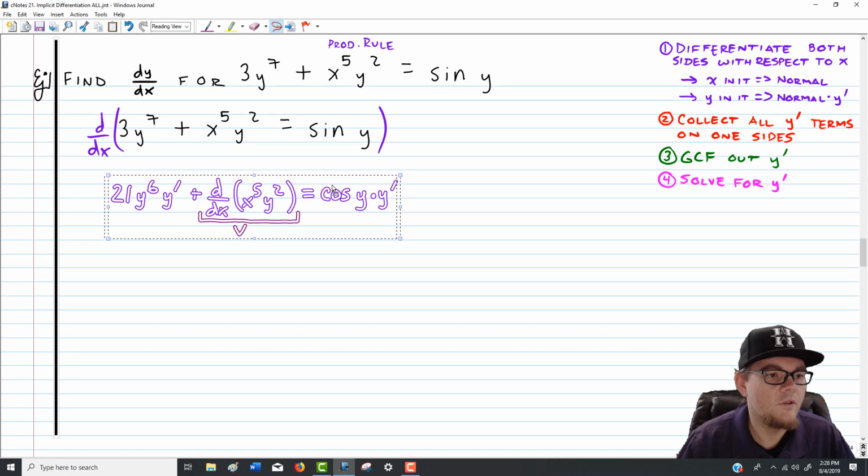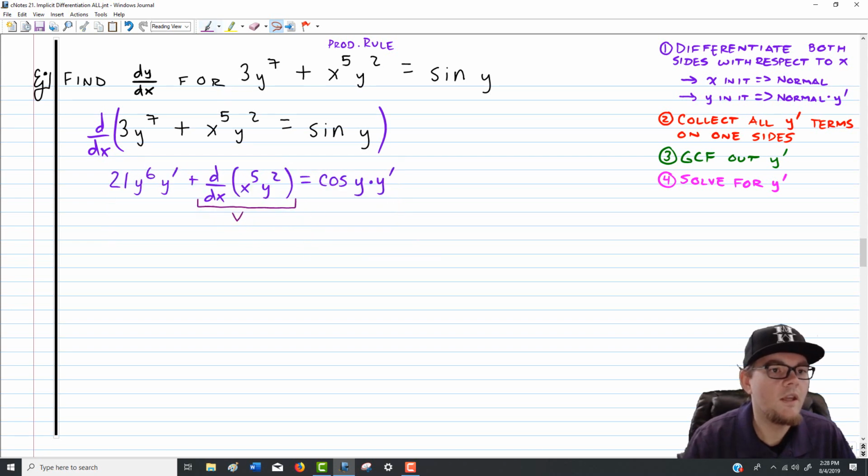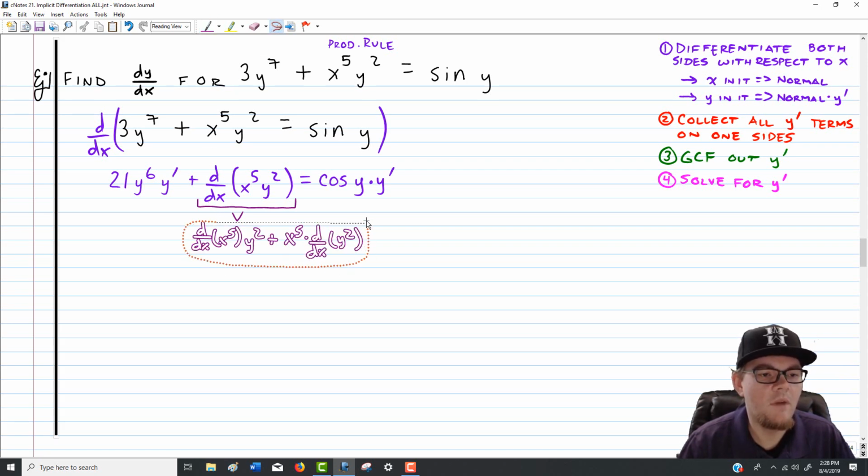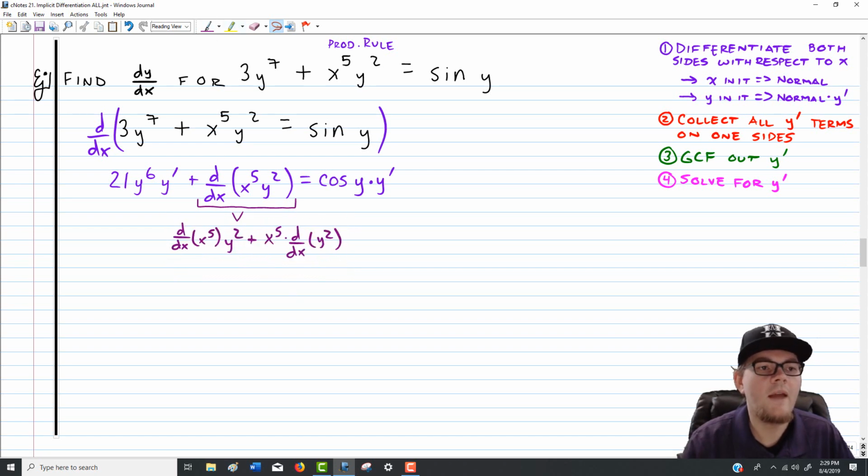So we want to differentiate using the product rule. Looking in there, that means we're going to have the derivative with respect to x of x to the 5th times y squared plus x to the 5th times the derivative with respect to x of y squared. Now, although I'm not going to always write it this way, I think that writing it this way the first couple times until you're comfortable with it is a really good idea, simply because you can quickly isolate when you're differentiating a y and when you're differentiating an x.